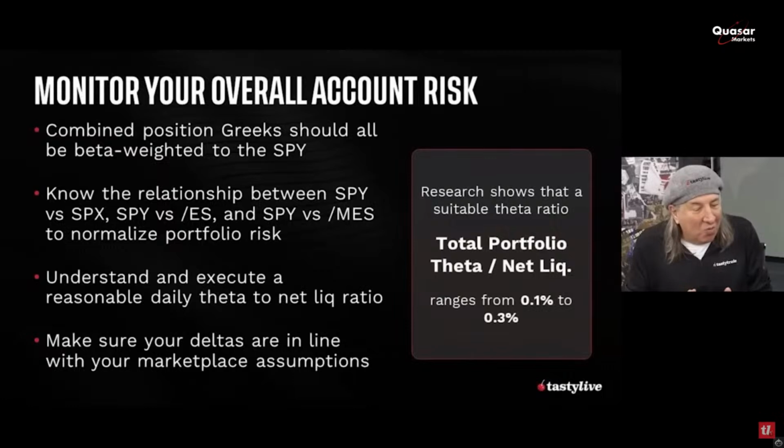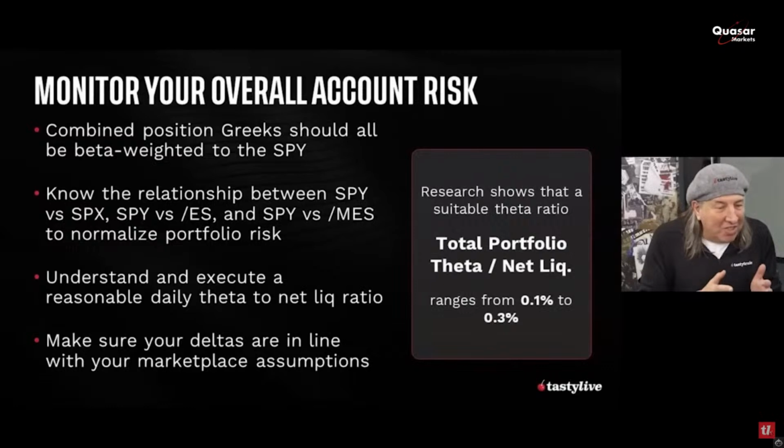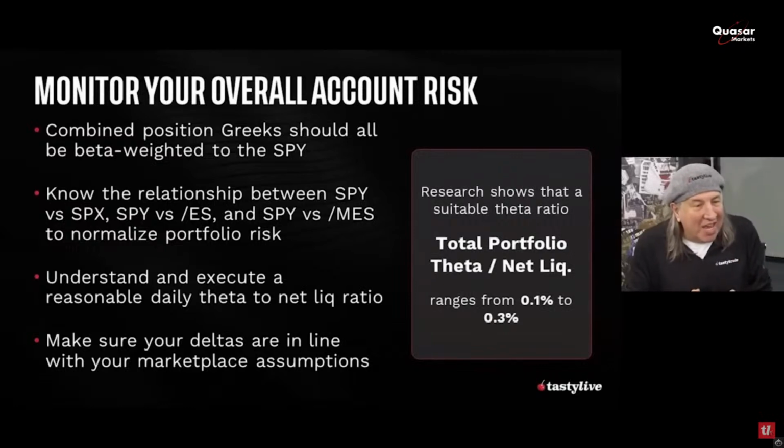And then also, we want to make sure that your deltas are in line with your marketplace assumptions. So for example, if you are bullish and you are short deltas, your deltas are not in line with your marketplace assumption. If you are bearish and you are long deltas, your deltas are not in line with your marketplace assumption. So make sure your deltas are in line with your marketplace assumptions, and then make sure that your daily theta to your net liq, not to your buying power, not to something else, but to your net liq, because that's the easiest way to make it consistent, is going to be some reasonable number.